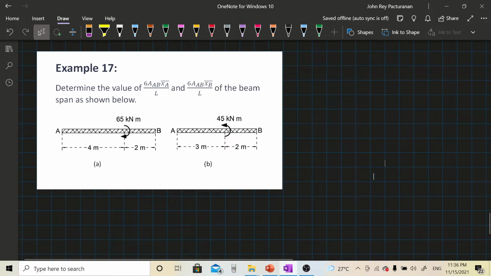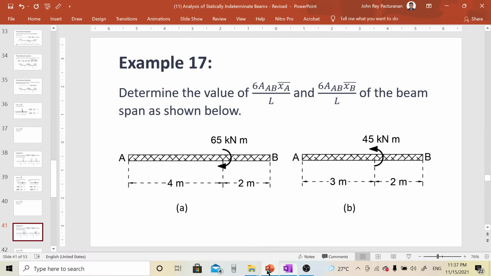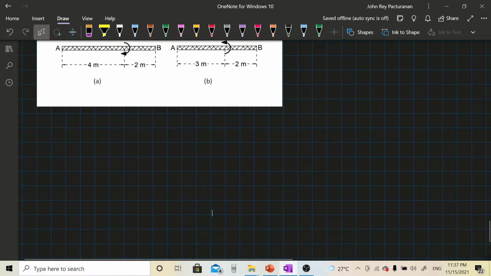Then let's start solving this example. Okay? So, basahin ko lang yung problem. According dito, determine the value again of 6AAB, centroid ng A, over L, and 6AAB, centroid ng B, over L of the beam shown below. So, let's start with the first beam. Okay? So, solution.